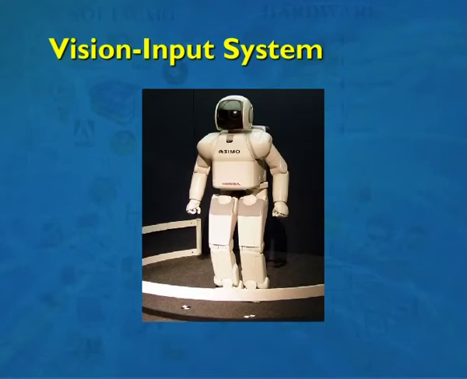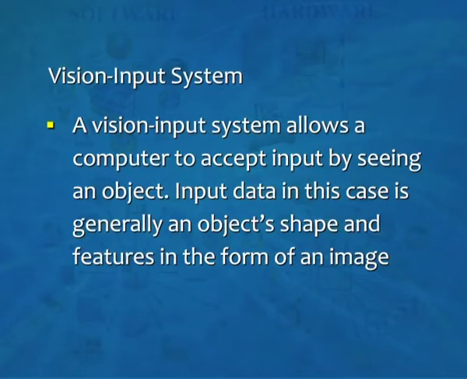Vision input system. A vision input system allows a computer to accept input by seeing an object. Input data in this case is generally an object's shape and features in the form of an image. A computer with a vision input device consists of a digital camera. Vision input systems are quite often part of industrial robots used for quality control and assembly processes.